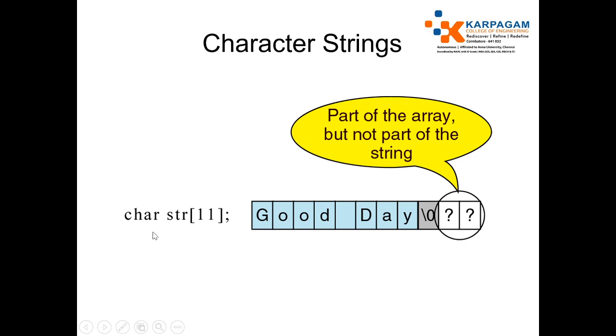Here we have the declaration char str of 11 and you have entered the data good space day. This data is stored in a string and the \0 will be appended at the end. The remaining values are a part of the array but not a part of the string. We can't access these details even if you declare the variable by using maximum size.